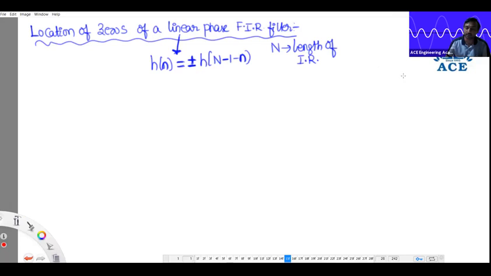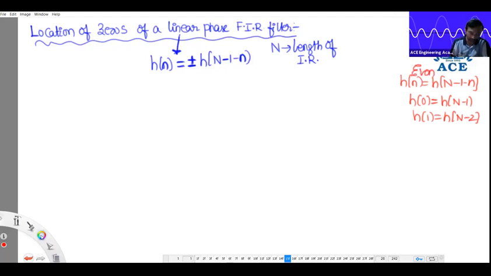Like this. Suppose you have chosen h of n equals h of N minus 1 minus n. The h of 0 sample equals h of N minus 1, the h of 1 sample equals h of N minus 2, like the last two problems we solved. If you take the plus sign, it is even symmetric. The minus sign means odd symmetric.